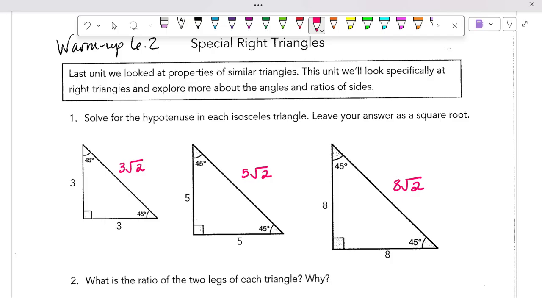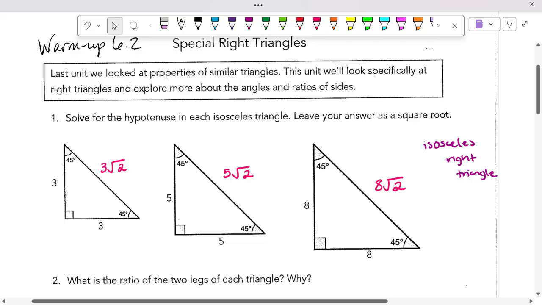All right, and what do you notice about both legs? They're the same, which means this right triangle is not only a 45, 45, 90, it's also an isosceles right triangle. So not only is it a right triangle, it's an isosceles right triangle. It's actually the only way that a right triangle can be an isosceles triangle: if 2 angles are 45 degrees and the 2 sides are equal. It's the only way a right triangle can also be an isosceles.